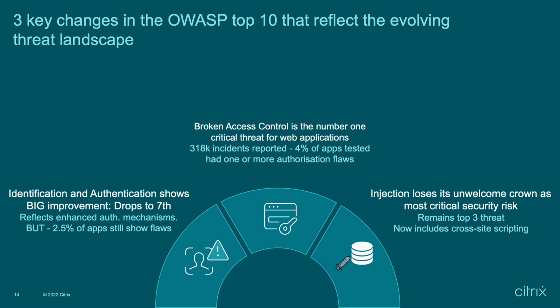And the third change is that injection weaknesses have lost their unwelcome crown as the most critical web app security risk. Injection had occupied the top spot since 2010, but in the latest list, injection, which now includes cross-site scripting, has dropped to number 3. But let's not get overexcited. These attacks have not gone away, and they're still a very real threat to businesses that need to be mitigated. Now is not the time to take your eye off injection attacks.